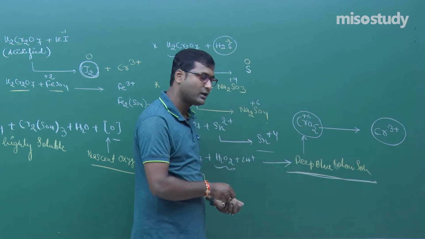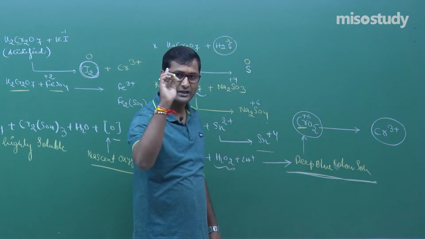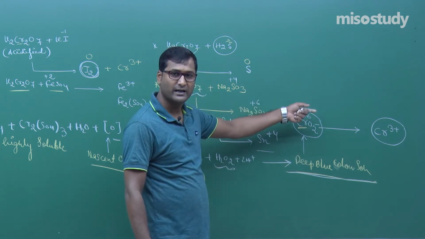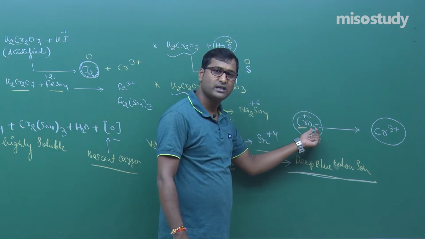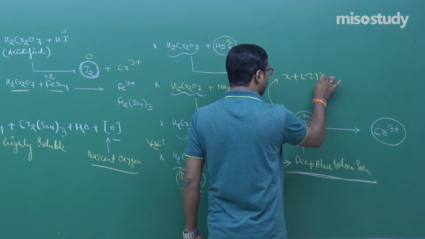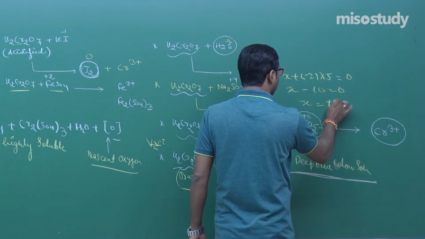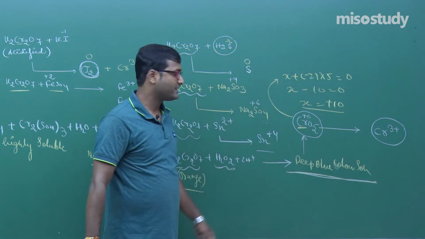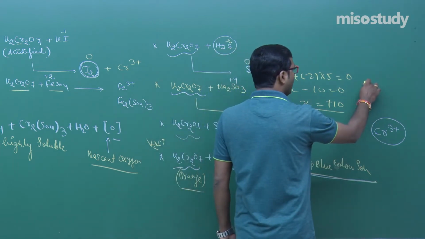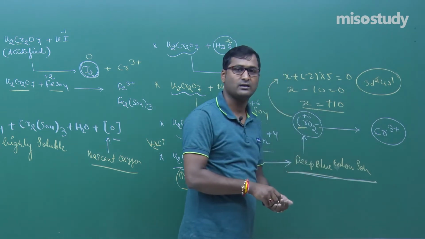Why not +10? Because chromium has maximum oxidation state +6. As I discussed in redox reactions, using the normal rule, if I put here chromium X, -2 into 5 equal to 0, X - 10 equal to 0, X is equal to +10. The general trend says that chromium should have oxidation state +10, which is not possible because chromium has outermost electronic configuration 3d5 4s1.